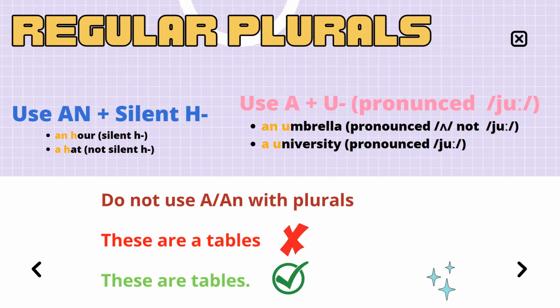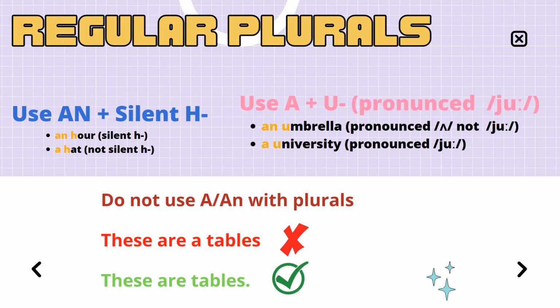So, in regular plurals, there are some spelling rules. You use an with the silent H. For example, an hour, the H is silent. But if you have a hat, the H isn't silent. So instead of an, you use a.